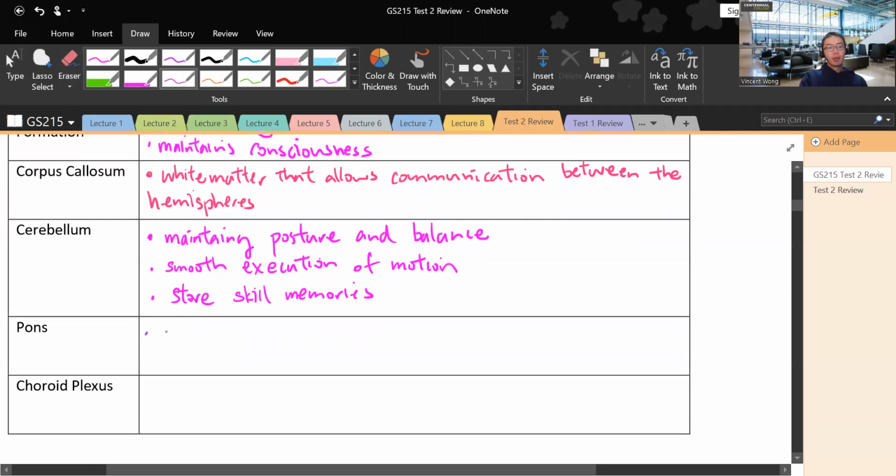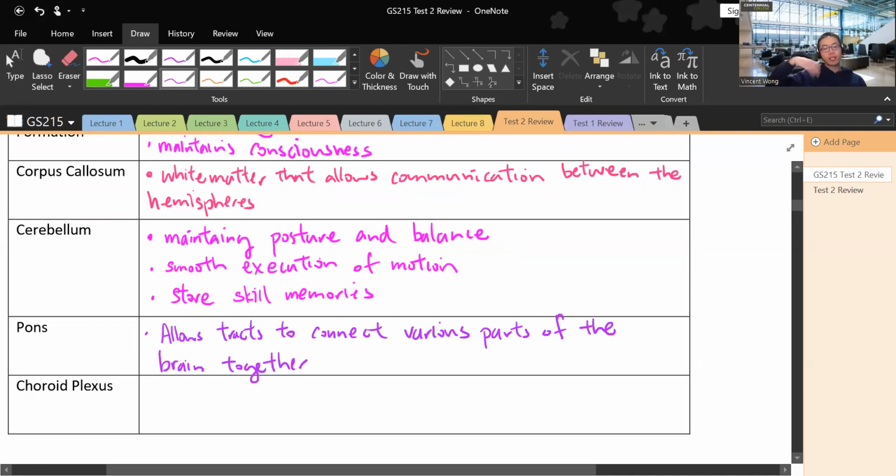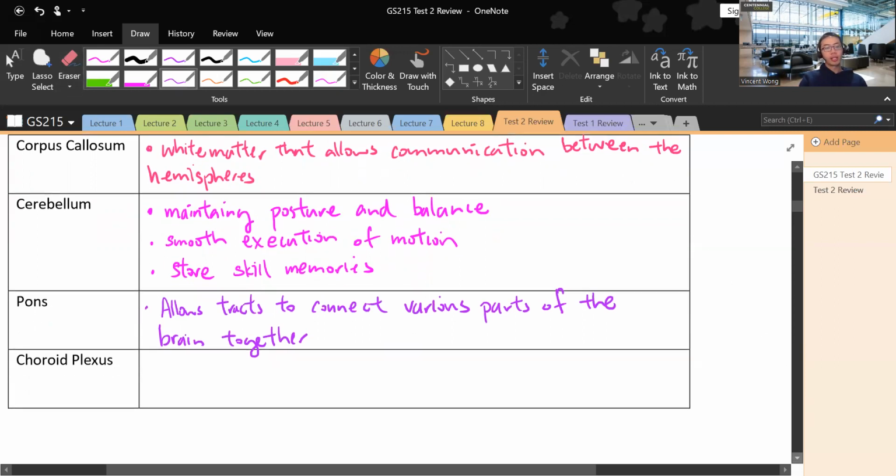Pons. Basically it allows tracks to connect various parts of the brain together. Tracks are bundles of axons, right? So everything that's going up, the ascending tracts, is going to have to pass through the pons. It's basically like a bridge that connects different parts together.